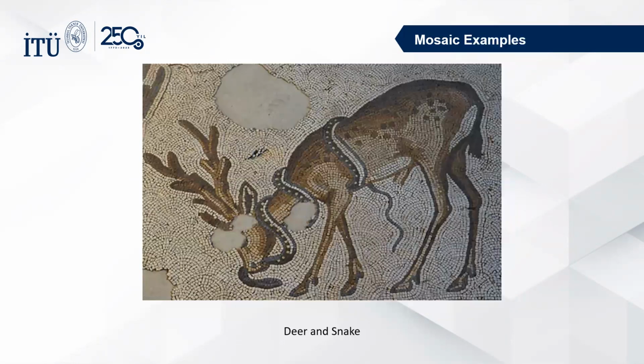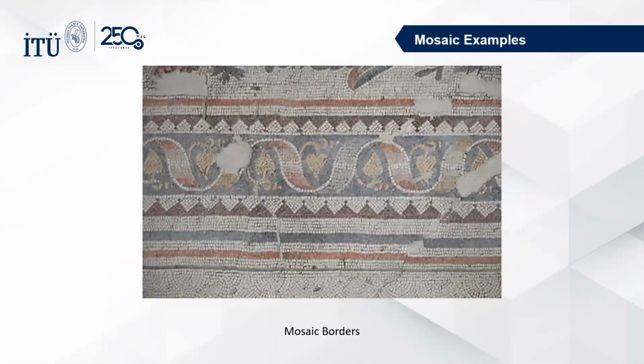And let's look at some of the mosaic examples. It's a deer and snake example. As we can see, some parts couldn't be found, but the general view is very clear, and the mosaics are preserved very well. And this is the thing that I mentioned, the borders. Borders are very clear and they show the Byzantine idea of art in some way.